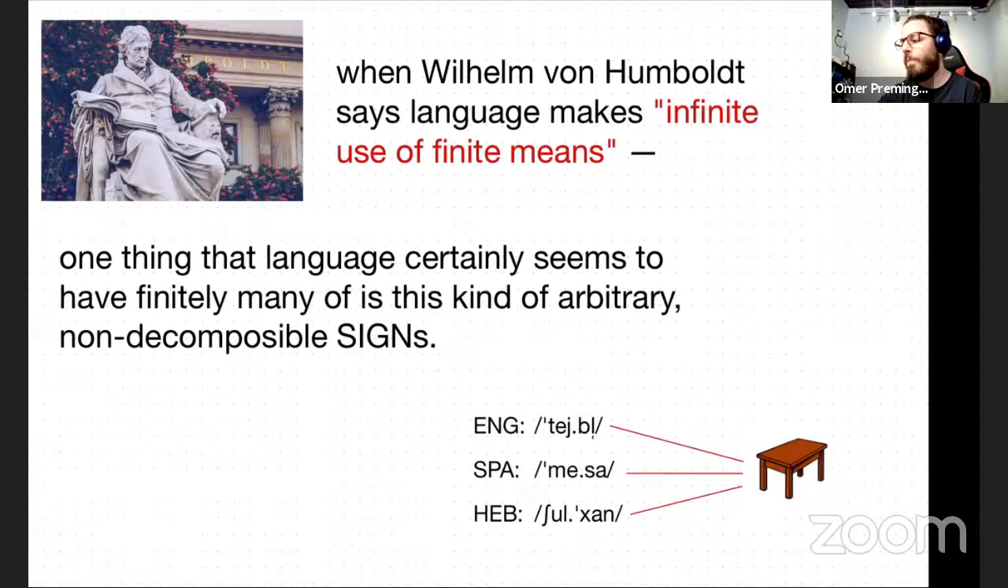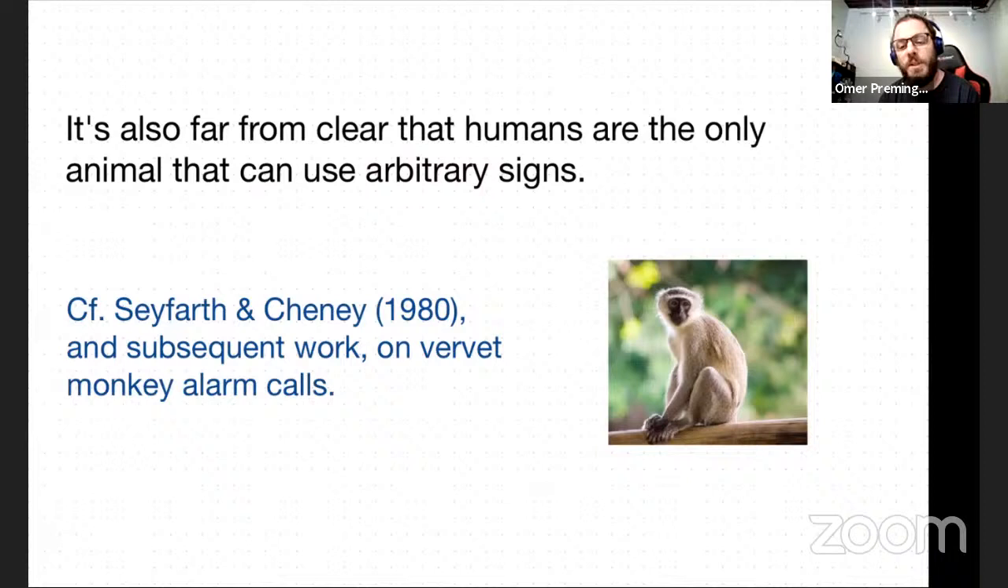It's worth noting that it's not at all clear that humans are the only animal that can make use of arbitrary signs. There's work going back 40 years now about the question of whether the alarm calls used by vervet monkeys are or are not arbitrary signs. The issue is not as simple as obviously yes or obviously no, but I would say it's definitely potentially the case that there are non-human organisms that make use of arbitrary signs.